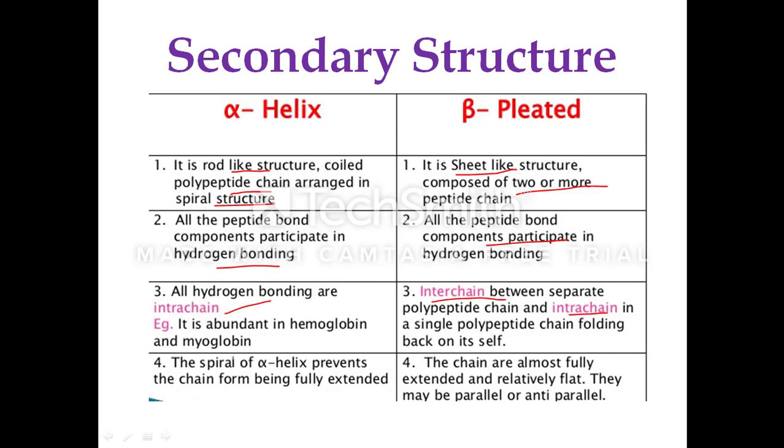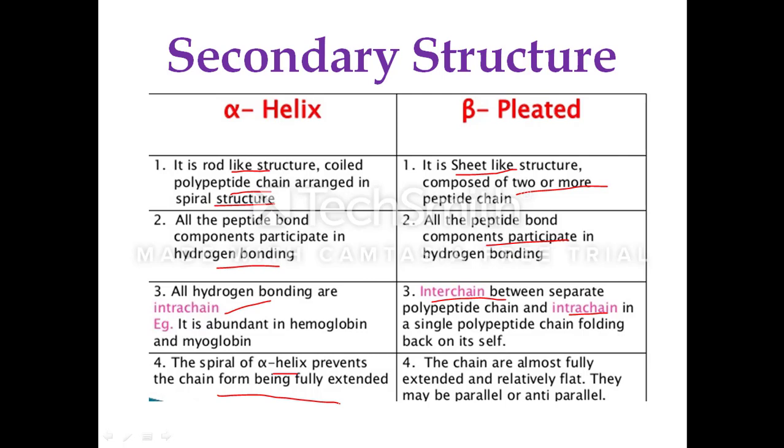In the alpha helix, the spiral prevents the chain from being fully extended. But in the beta pleated sheet, the chains are almost fully extended and relatively flat. They may be parallel or anti-parallel. If the protein is made up of more than one polypeptide chain, and the two polypeptide chains run in the same direction, they are called parallel polypeptide chains, and the beta pleated sheet between them is called a parallel beta pleated sheet. If you find the beta pleated sheet between two polypeptide chains running in opposite directions, then it is called an anti-parallel beta pleated sheet.